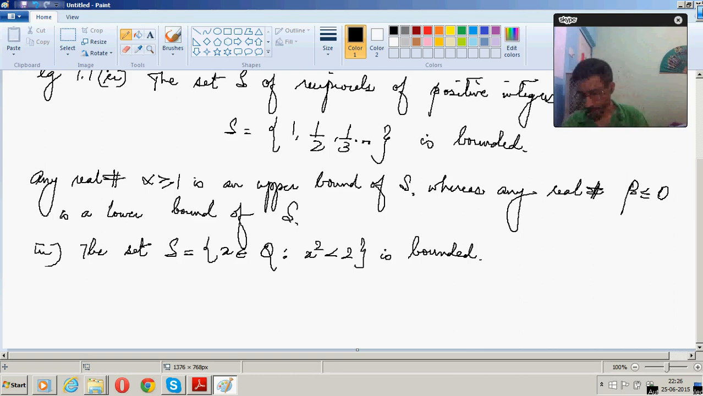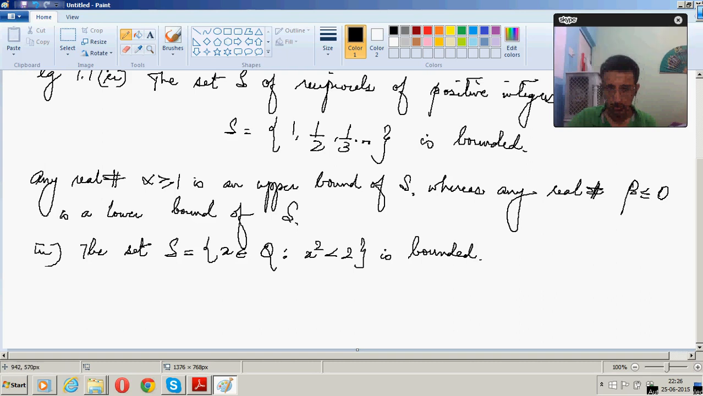Okay, so one question arises. The bound need to be in the domain of the set? It's a very nice question. No. The bound need not be in the domain of the set. The bound belongs to the real numbers. Extremely important properties of real analysis are going to arise out of this question. Okay?